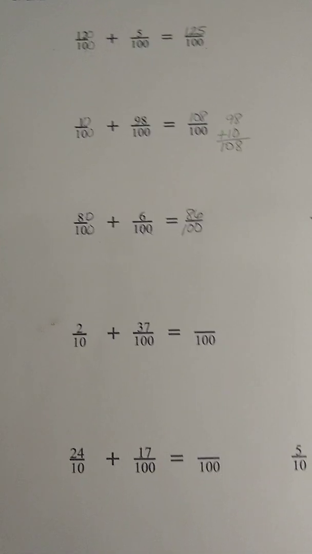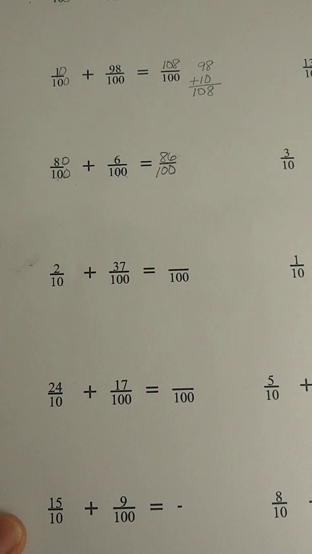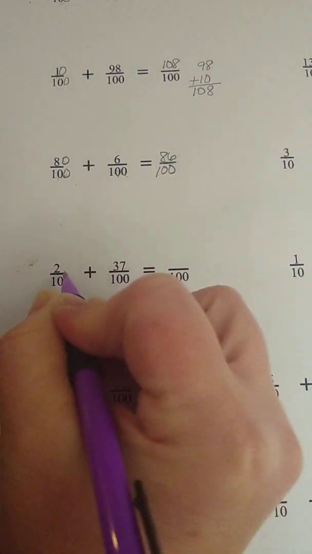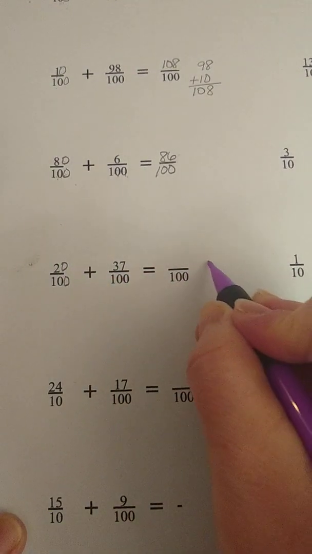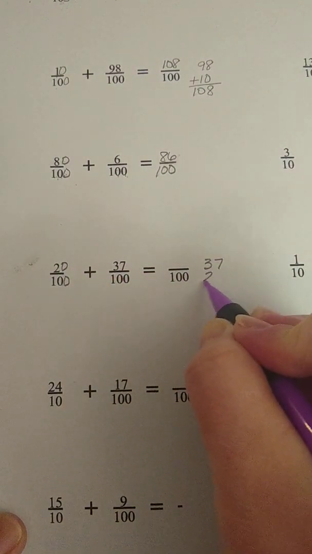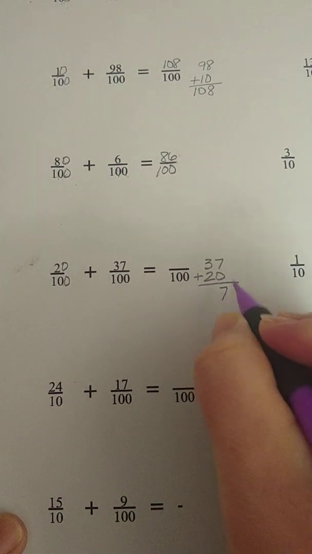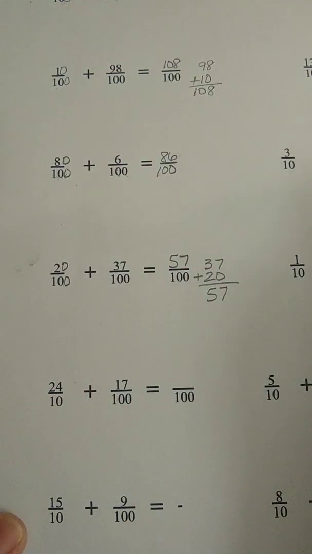Okay, the next one, 2/10 plus 37 hundredths, multiplying our denominator by 10 makes it 100. 2 times 10, 20. Then we're going to add those up. If you need to stack them, you can stack them off to the side. Some of you, I think, can just do that in your head, and that's fine too. So 57 hundredths.